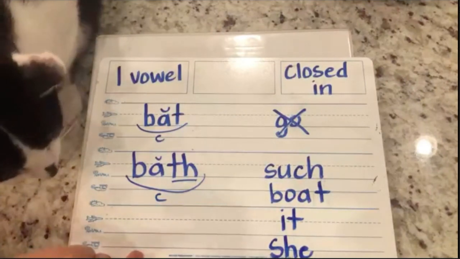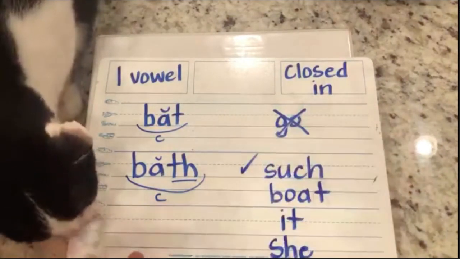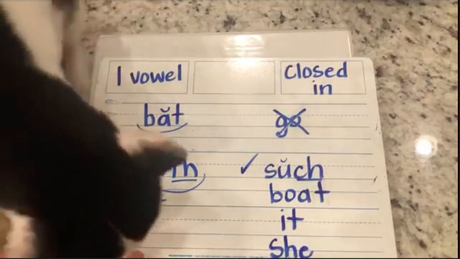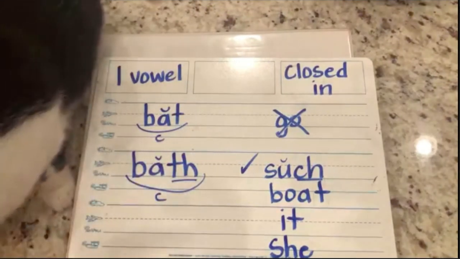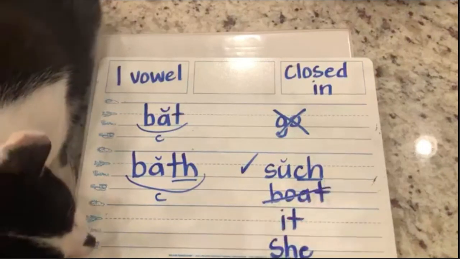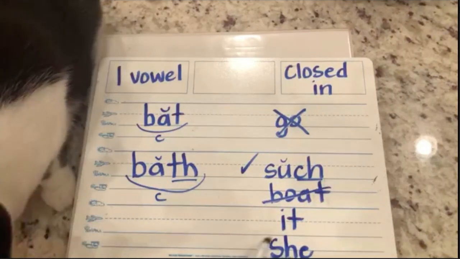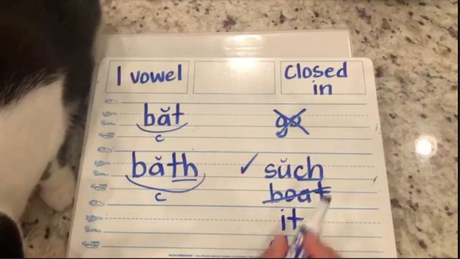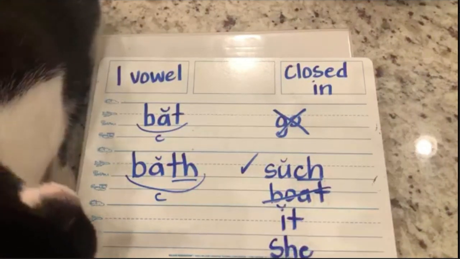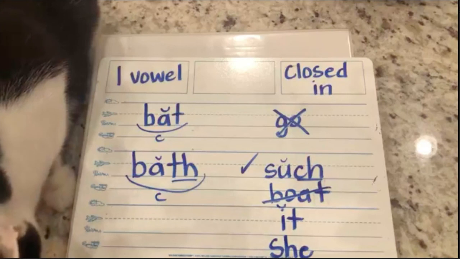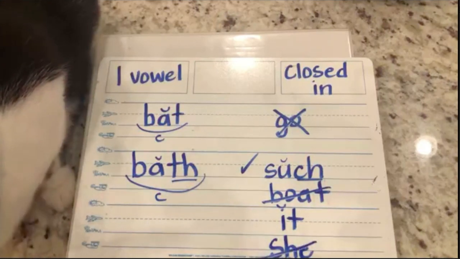All right, what about such? Yes, it's closed. It has one vowel and it's closed in by this digraph. What about boat? No, it has two vowels, O and A. What about it? Yes, it is. It only has to be closed on the end, okay? It doesn't have to be closed at the front. So one vowel, and it's closed by the T, so it is. What about she? Nope, the E is not closed in. Good job.